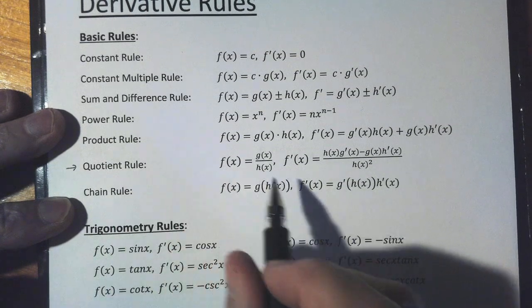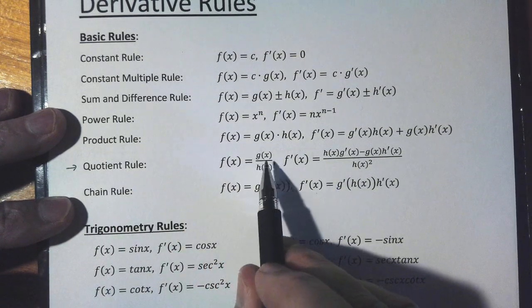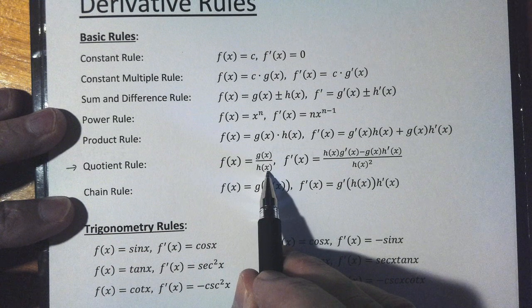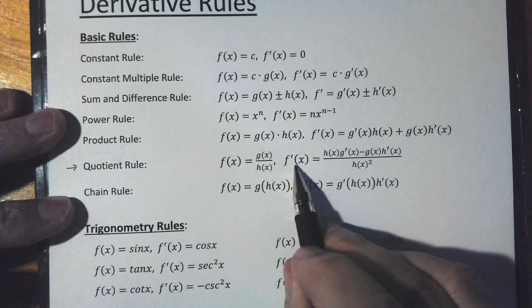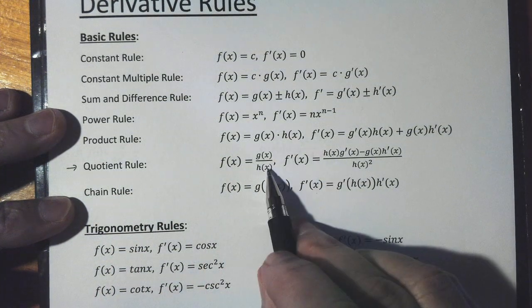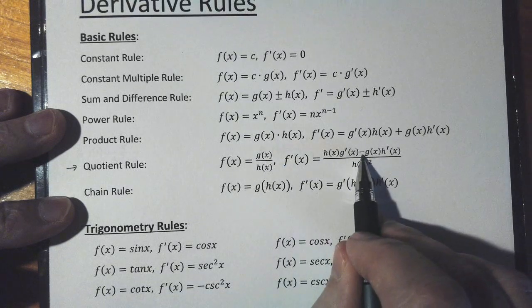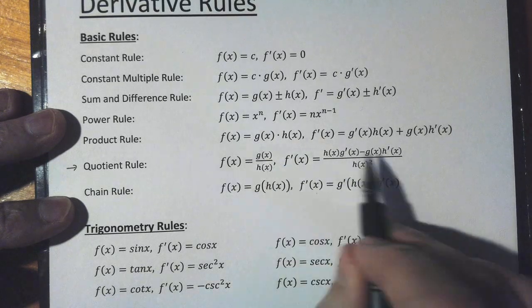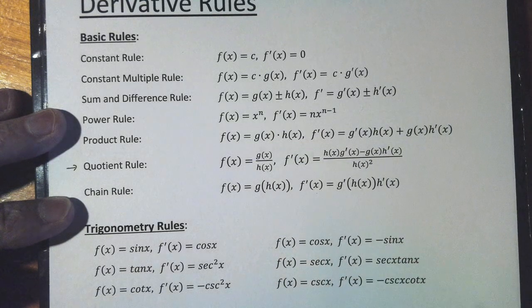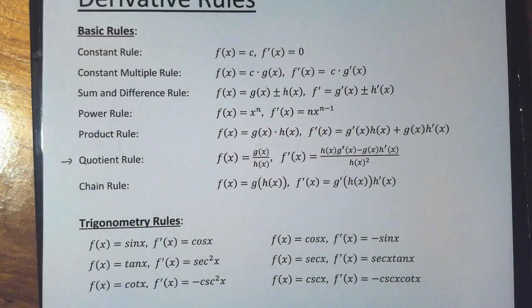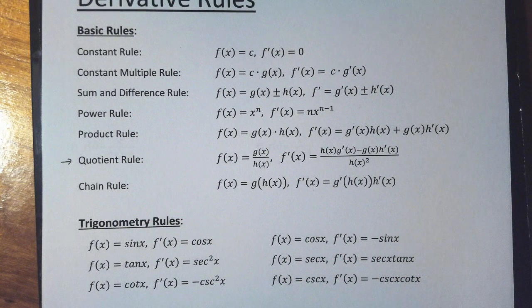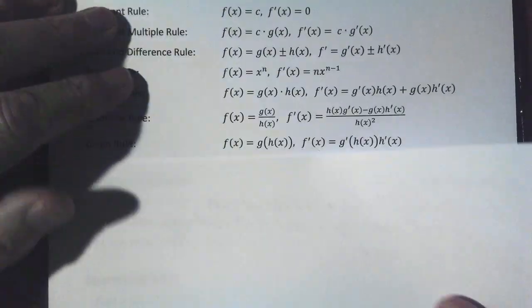So quotient rule says if our function of x is a function of x divided by a function of x, the derivative is you take the bottom function times the derivative of the top function, minus the top function as it is, times the derivative of the bottom, and then you square the bottom. Well, that's a lot to remember. It'd be nice if we had some kind of silly poem that went with that.